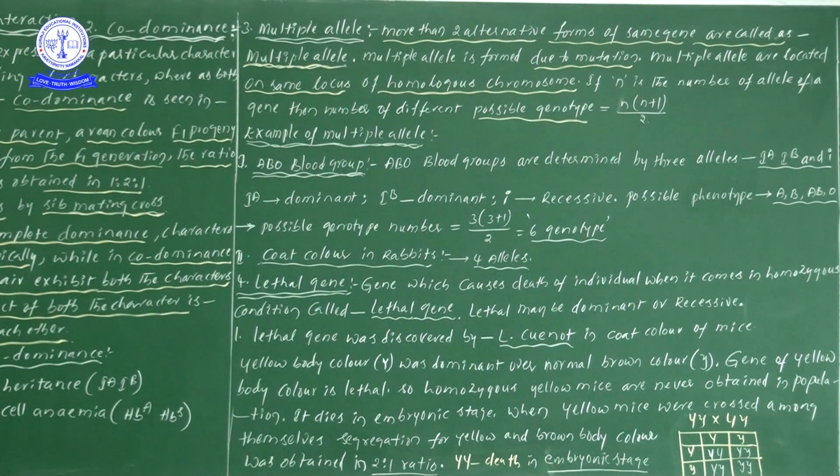A gene which causes death of an individual when it comes in a homozygous condition is called a lethal gene. Very important. Lethal means kill, or toxic, or poison. Because of the presence of this gene, it definitely causes death. So the point is: a gene which causes the death of an individual when it is in a homozygous condition.